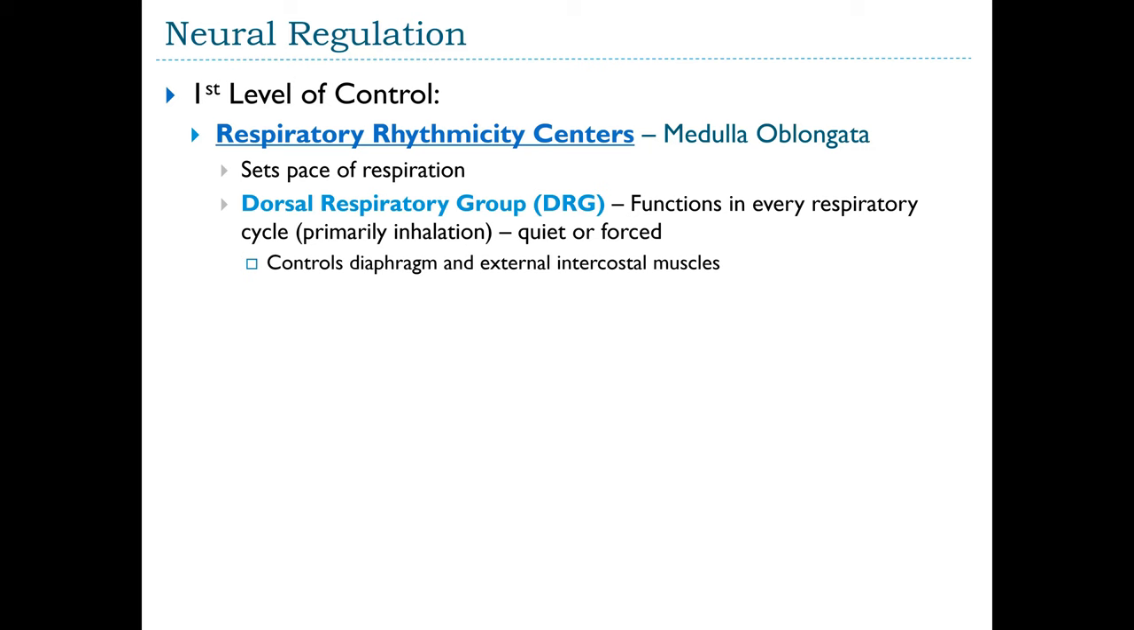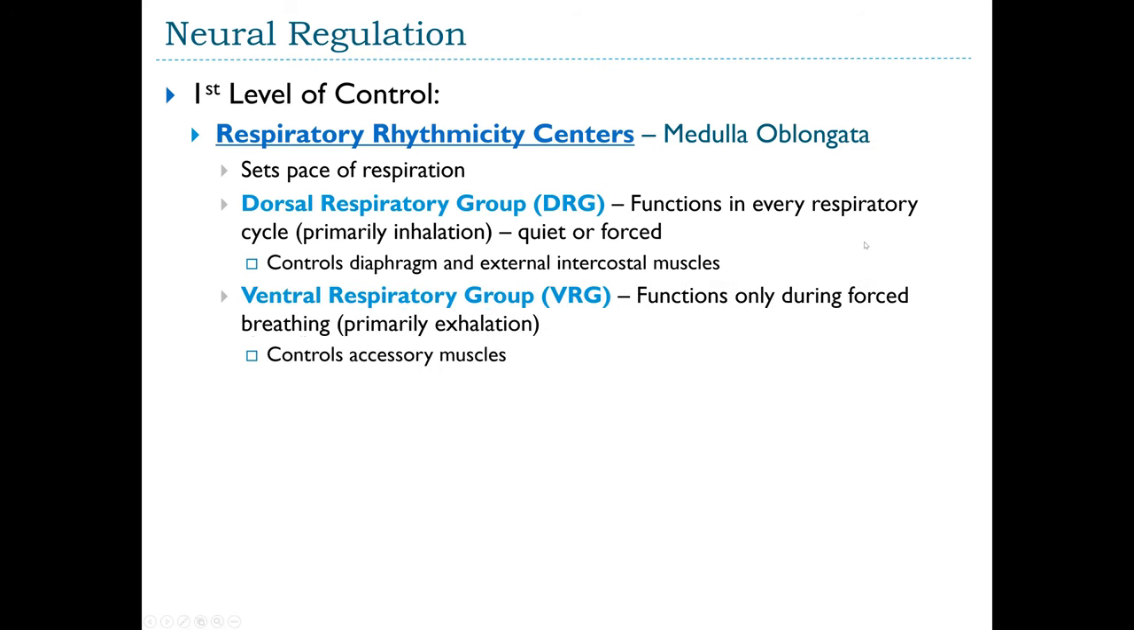And so the dorsal respiratory group controls the diaphragm and the external intercostal muscles because these are active in every single respiratory cycle, whether you're at rest or having forced breathing. The ventral respiratory group, or VRG, functions only during forced breathing and controls primarily exhalation. So this is the group that will control those accessory muscles.